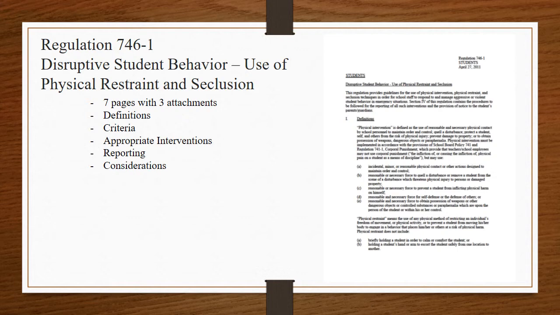So within disruptive student behavior, in your mailboxes, you will receive a copy of this regulation. There's several definitions within this regulation. The first one talks about physical intervention, and it just means that you use any reasonable or necessary physical contact by school personnel to maintain any order or control, to quell a disturbance, to protect a student from themselves or from others from the risk of any type of physical injury, to prevent damage to property, or to obtain the possession of any kind of weapons, dangerous objects, and paraphernalia.